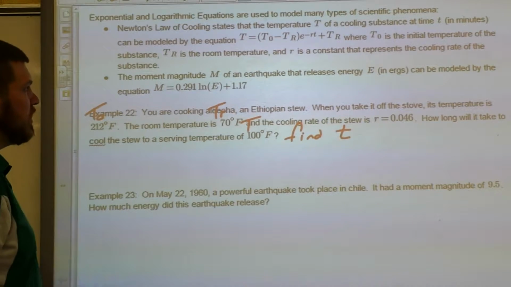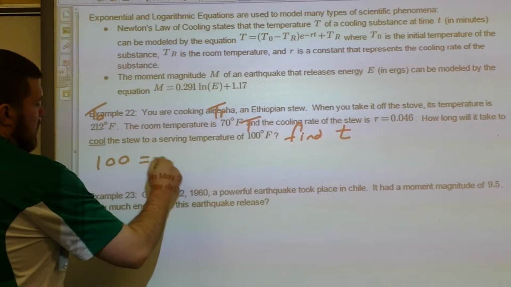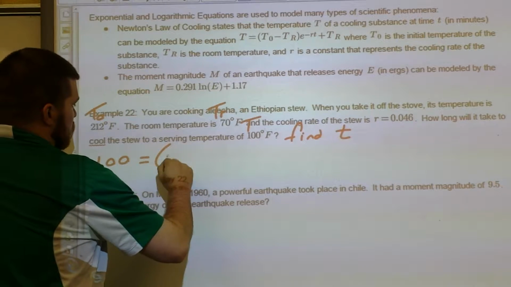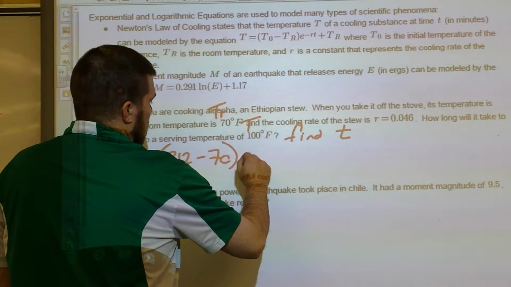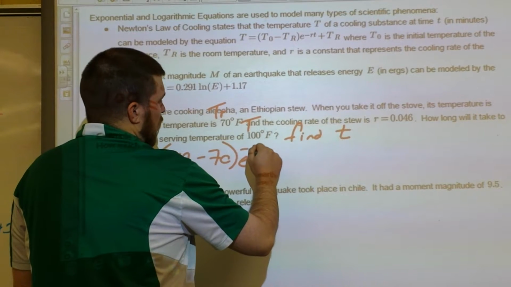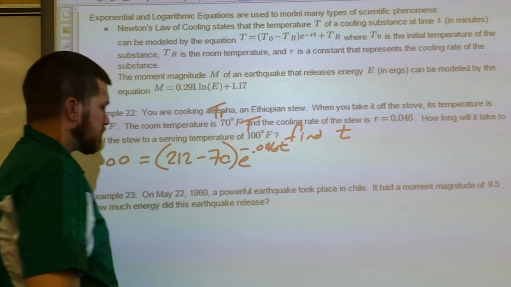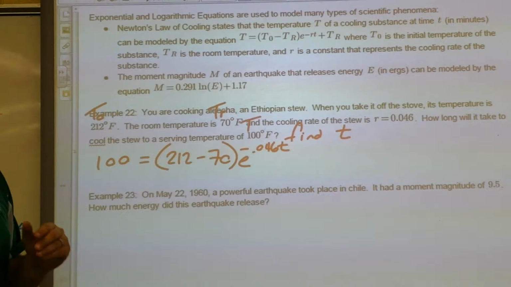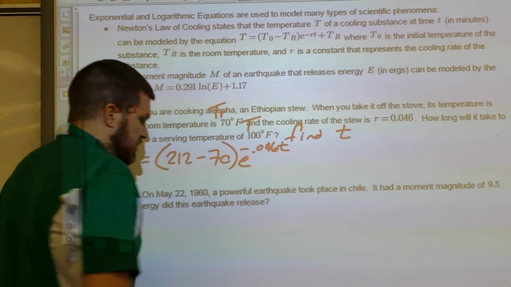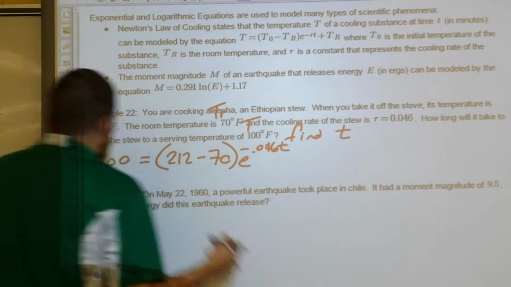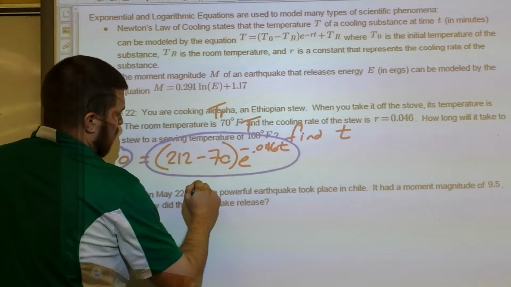So let's plug in what we know now that we've labeled all our stuff. So we have 100 equals parentheses T of 0, which is 212, minus the room temperature, 70, e to the negative 0.046 t power. Looks pretty complicated. However, remember, we know how to solve things by graphing when things get too complicated. So let's do that. Remember, no matter what, y1 is on the left, y2 is on the right.